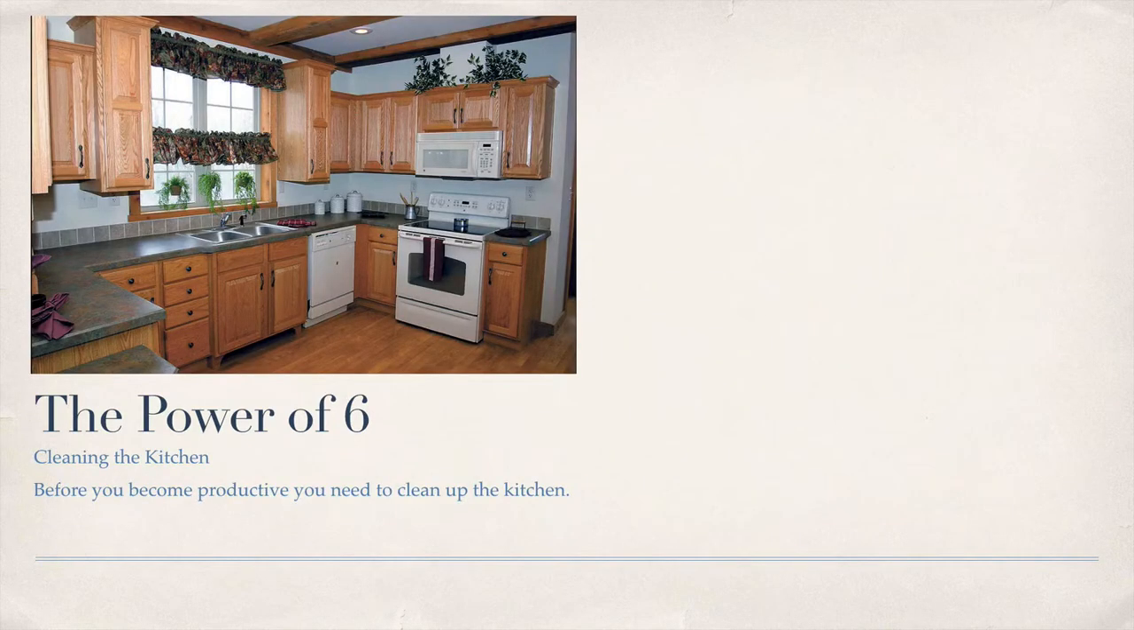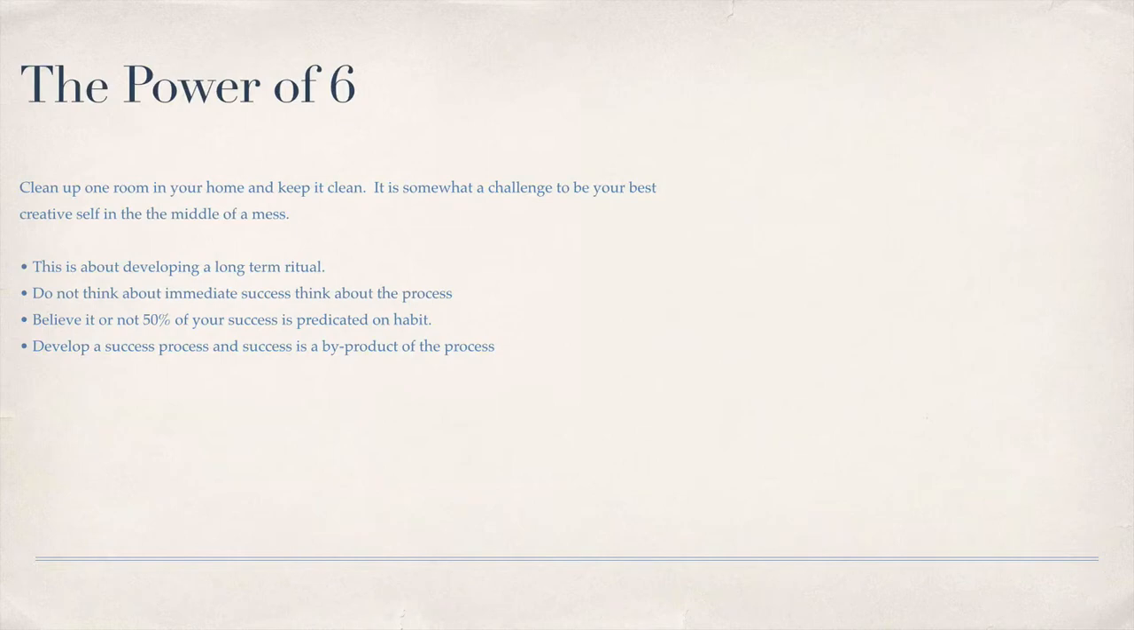Okay, cleaning the kitchen. You look at that kitchen, it's so nice and clean. Everything is where it needs to be. If you're hungry and you want to go in there and start cooking, you just start pulling out food and start cooking. Just go right to it. That's how I want you to have your Power 6 work spot. If you're going to use a desk or whatever room you use, clean it up.